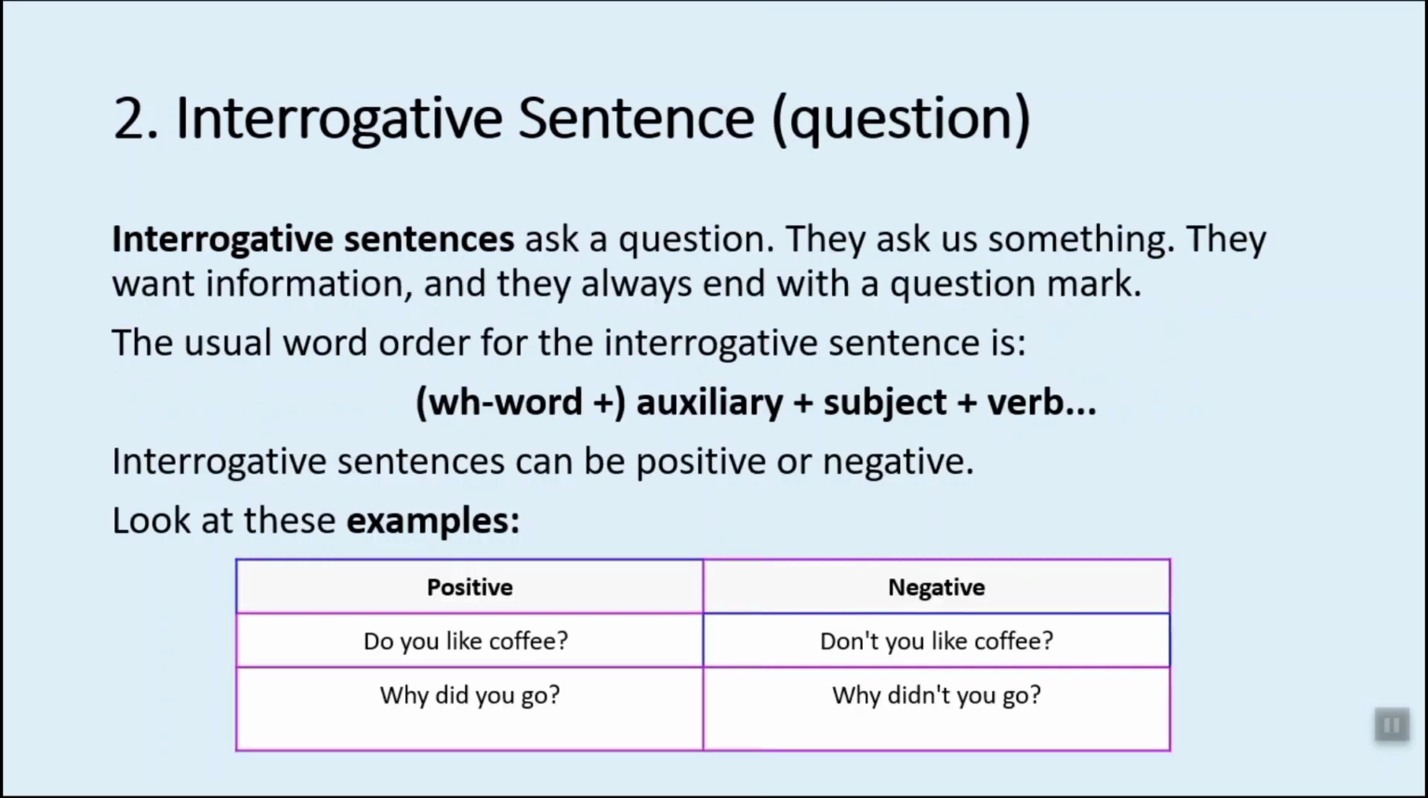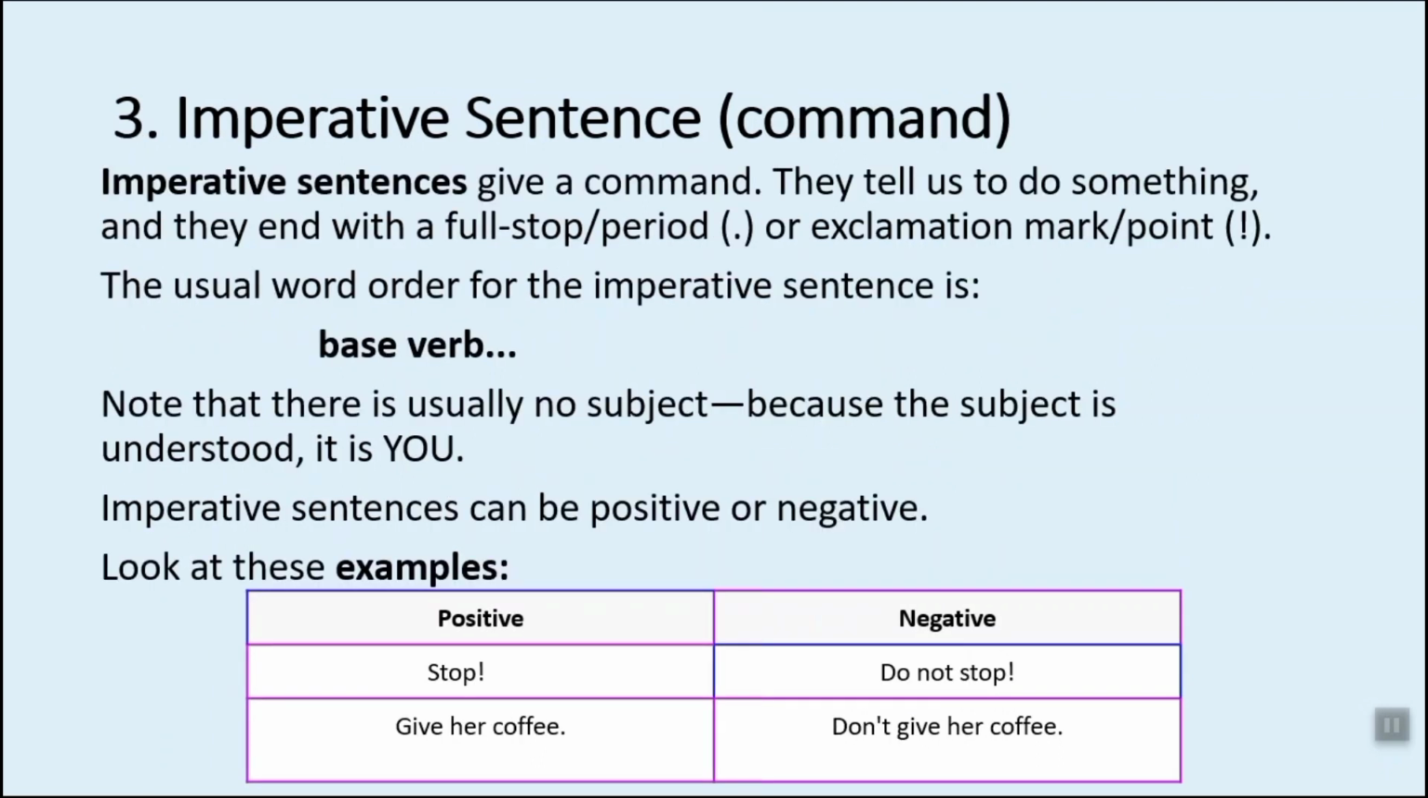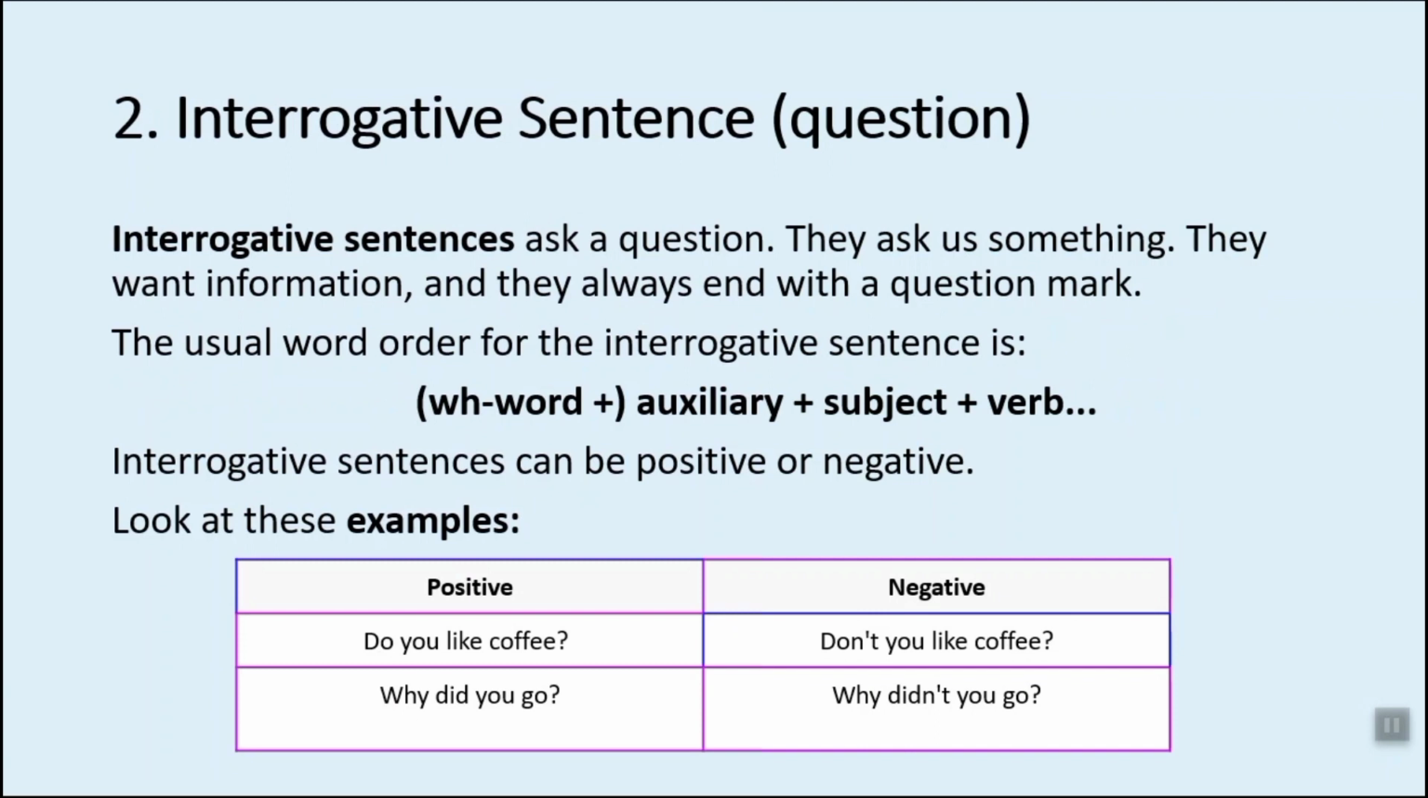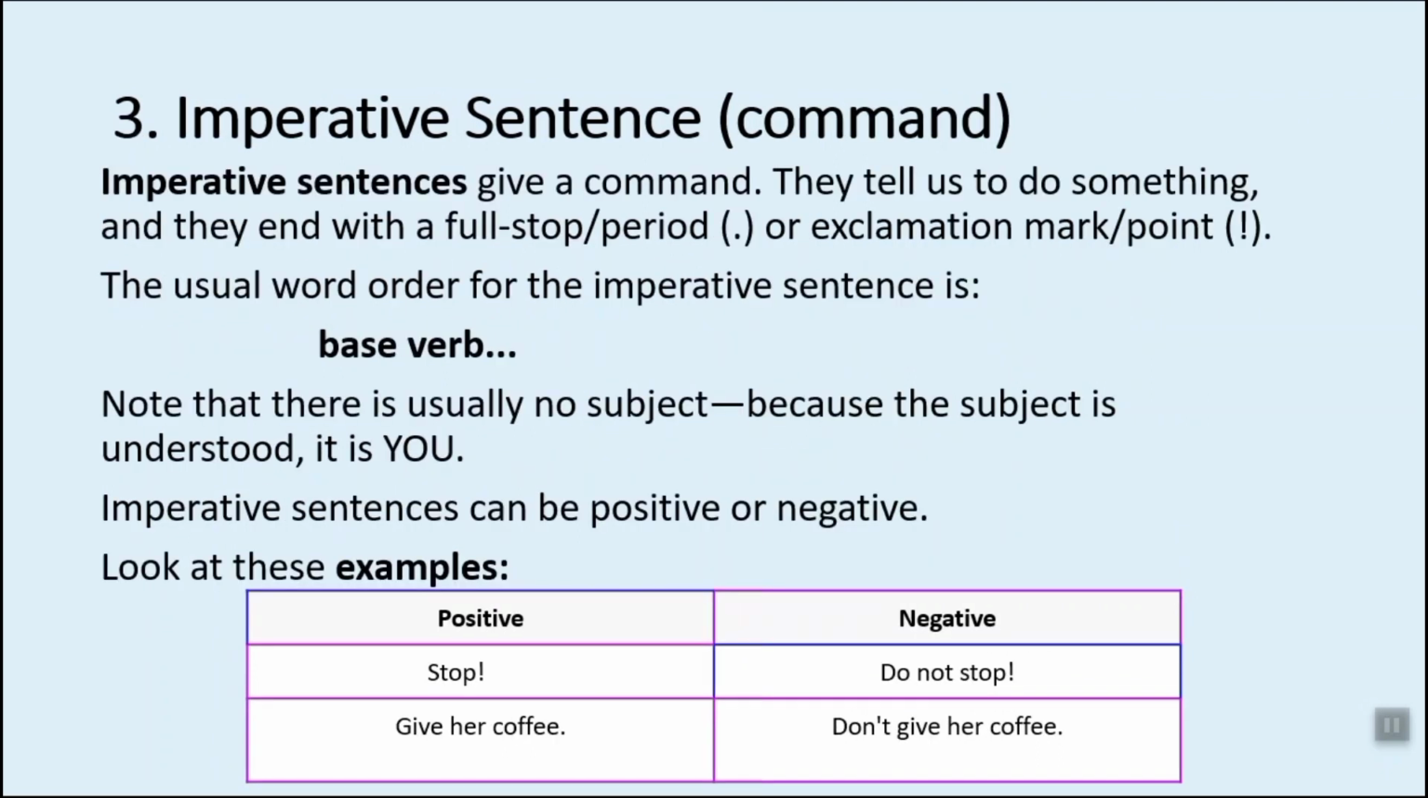The second type is the interrogative sentence, in which we ask a question or they ask us something. They want information and they always end with a question mark. The usual word order for the interrogative sentence is WH word plus auxiliary plus subject plus verb. It can be positive or negative, as in, do you like coffee, or don't you like coffee? Similarly, why did you go will be a positive interrogative sentence, while why didn't you go will be a negative interrogative sentence.